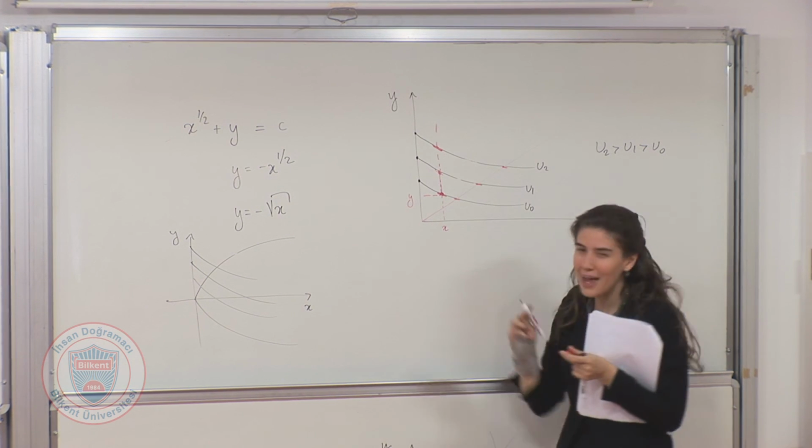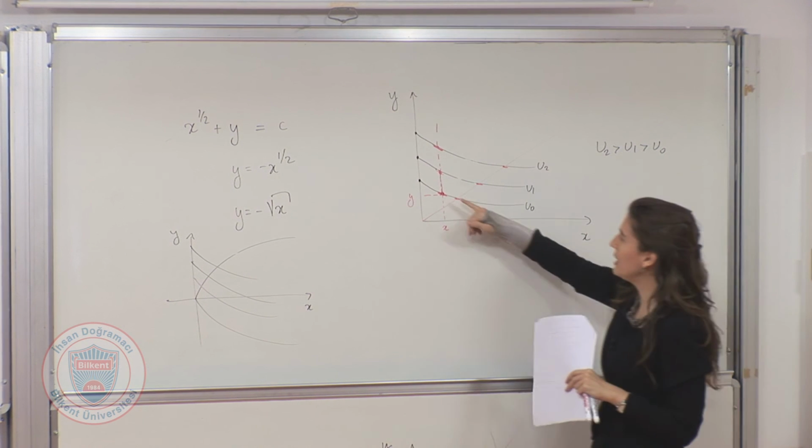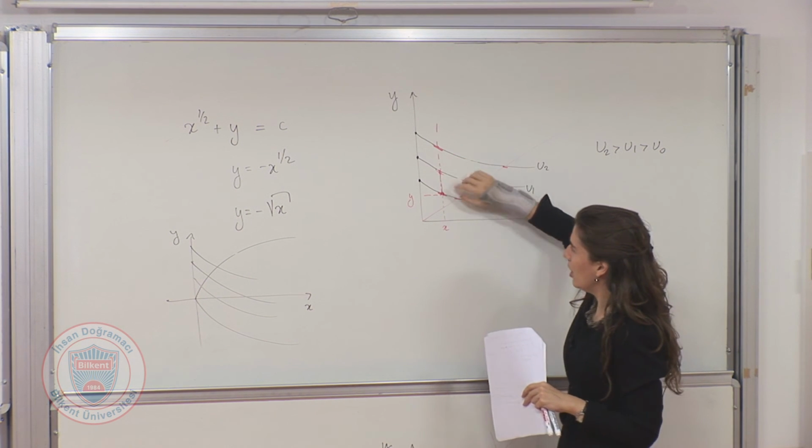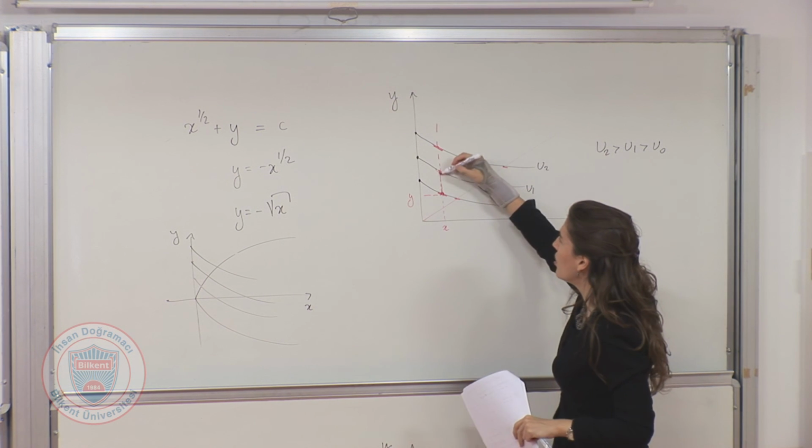So apparently these indifference curves are quasi-linear shifts of each other. It's not like those radial blow-ups, but they are linear shifts of one another.